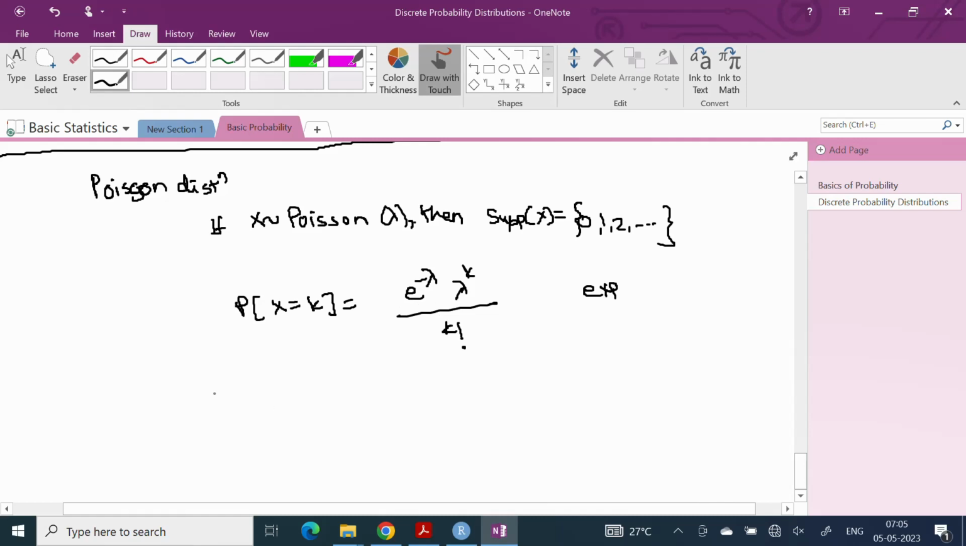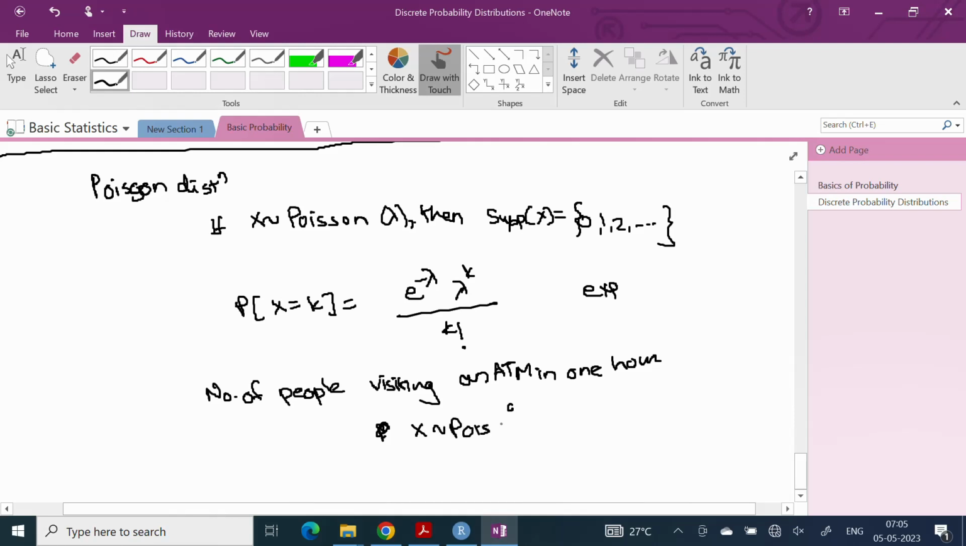For example, let us say that the number of people visiting a particular ATM in 1 hour follows, so let me use notation for it, X follows Poisson with, say, 37 as lambda. Okay, Poisson with 37 as lambda.